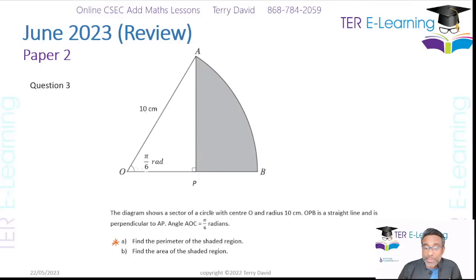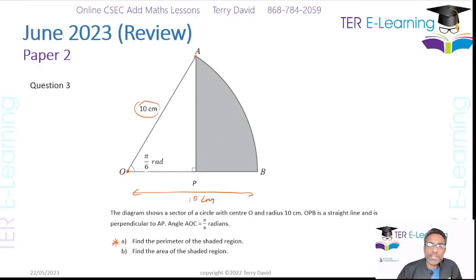Now, this question may look simple, but it's not that simple. This point A here is the center of the circle, so this 10 cm is your radius. From O to this point here, O to B, that is also going to be 10 cm. That's a radius as well, right? So that's as much as we know in the question. Now, we also know the angle here.